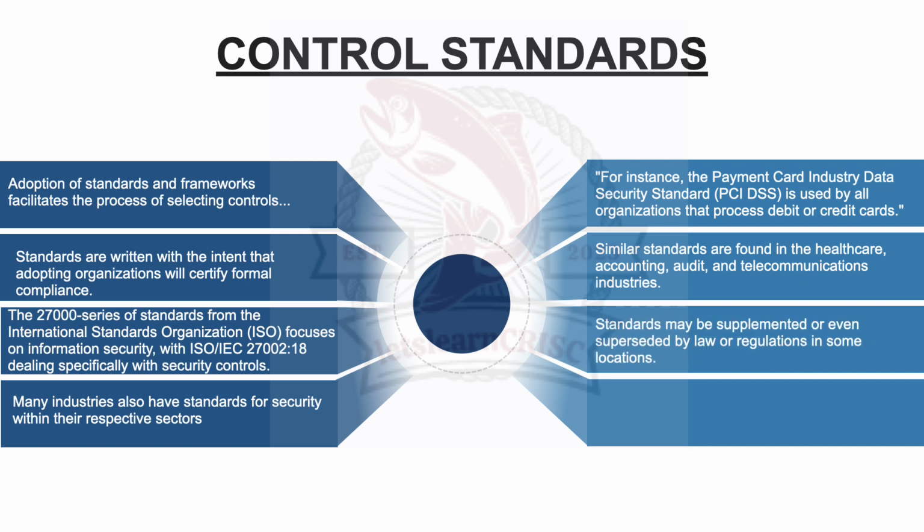Next, standards may be supplemented or even superseded by law or regulations in some locations. Friends, while industry standards provide an important framework for best practices and guidelines, they can be complemented, supplemented, or even superseded by laws and regulations, depending on the legal and regulatory landscape of a particular location, such as the complementary nature. Friends, in many cases, industry standards are designed to complement legal and regulatory requirements. They provide specific guidance on how organizations can meet or exceed those requirements, offering a practical and standardized approach to implementation, right?